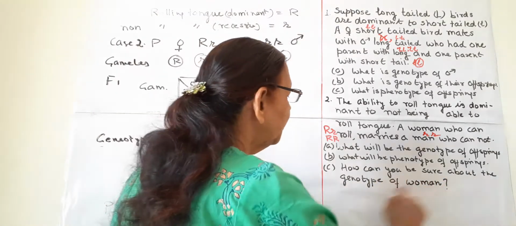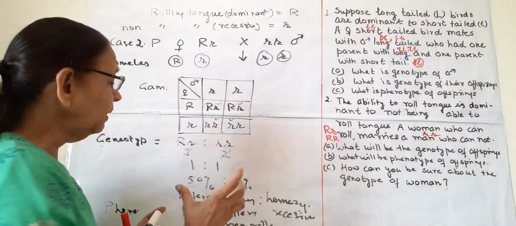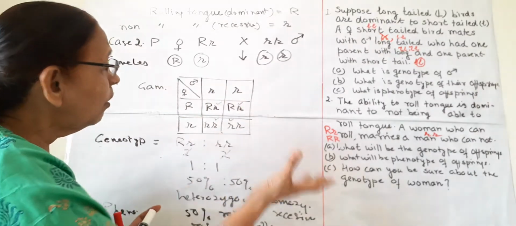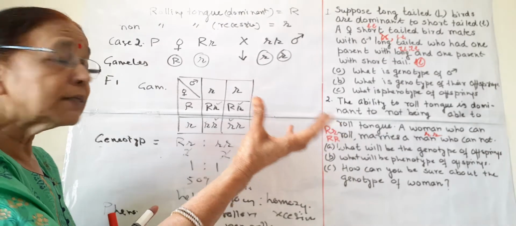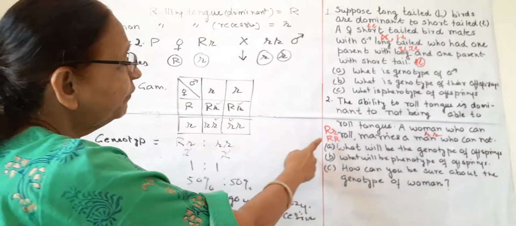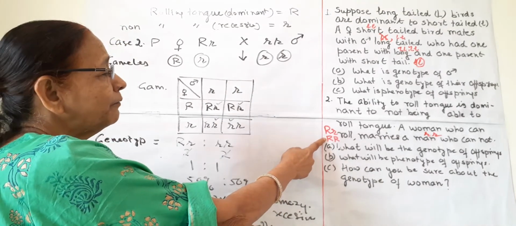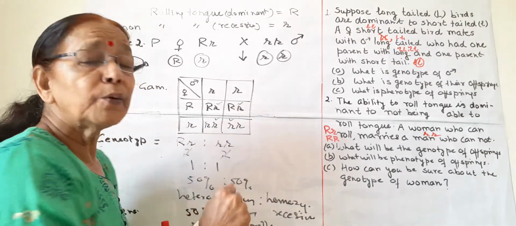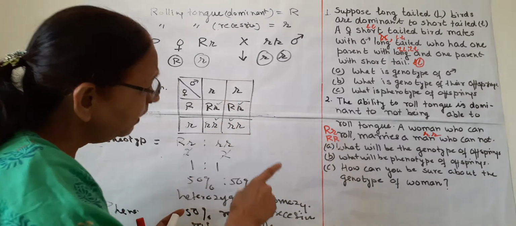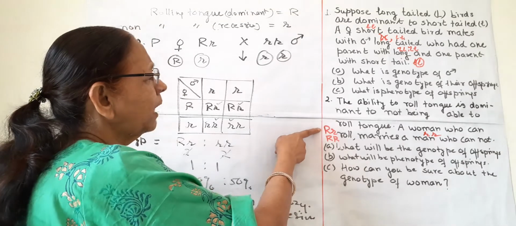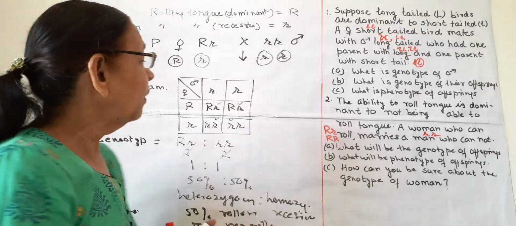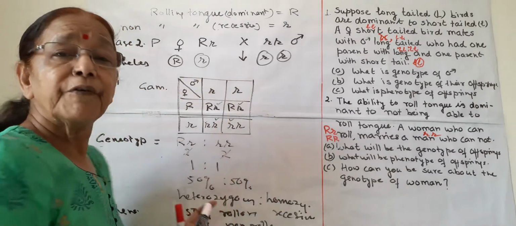So how can you be sure about the genotype of the woman? We will see the offsprings. If all the offsprings are tongue rollers, then we will say the genotype of the woman is RR. If 50% are roller and 50% non-roller, then we will say the genotype of the woman is capital R and small r.